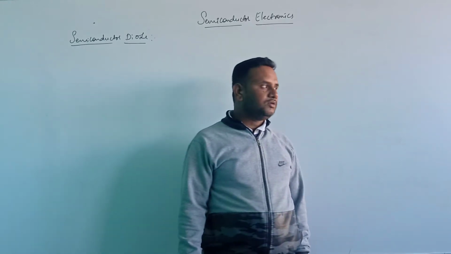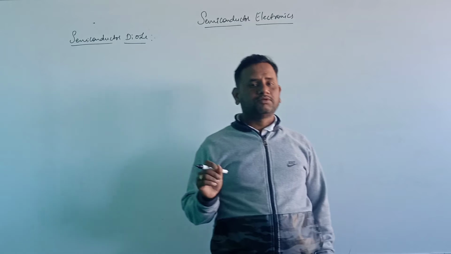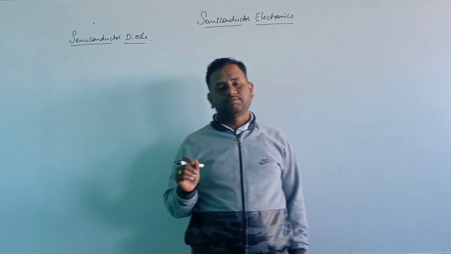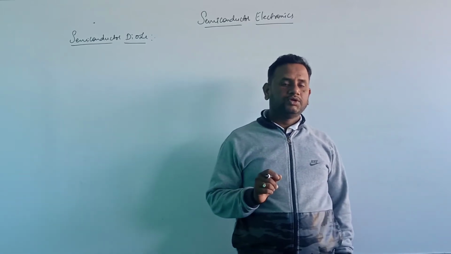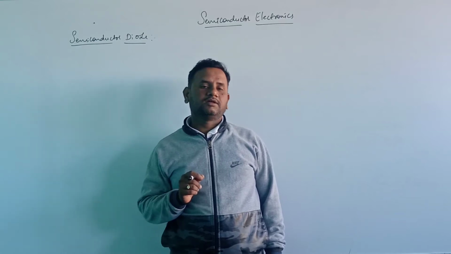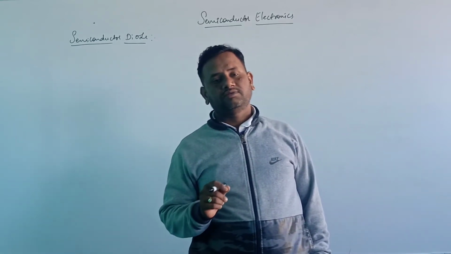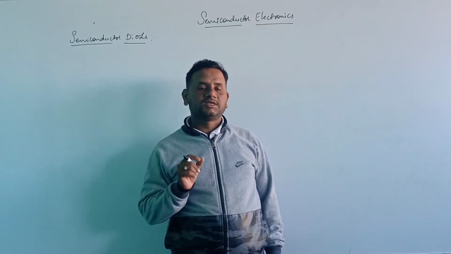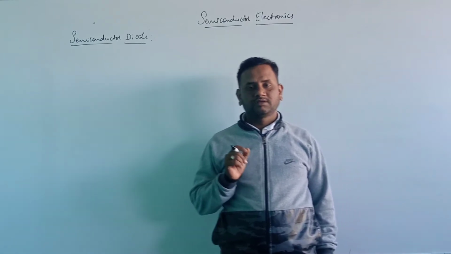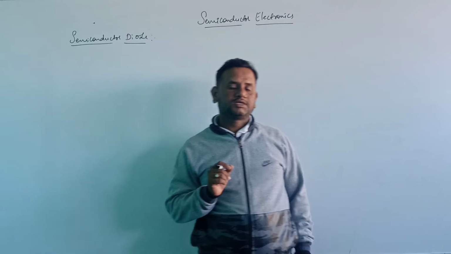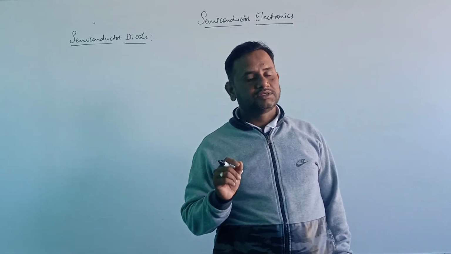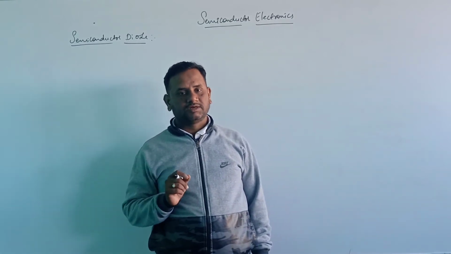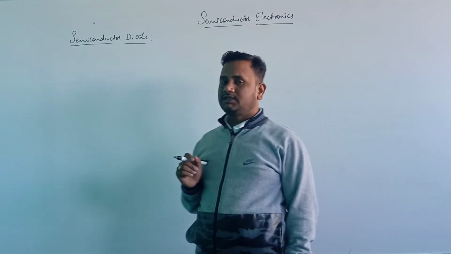Now, what is the depletion region? It is a layer on either side of the P type and N type, where on one side we can see the negative ions and on the other side we can see the positive ions. So this region is called a depletion region: a layer which consists of positive ions and negative ions on either side, the P side and N side of the semiconductor.